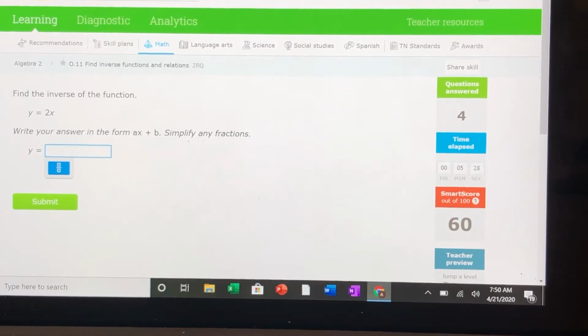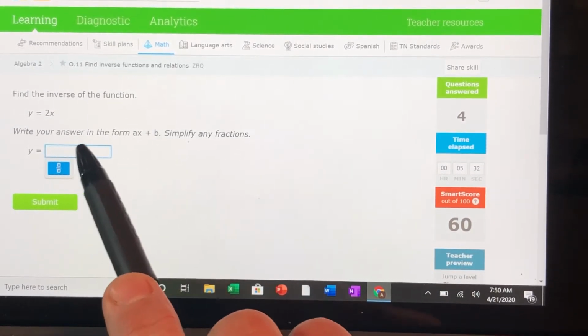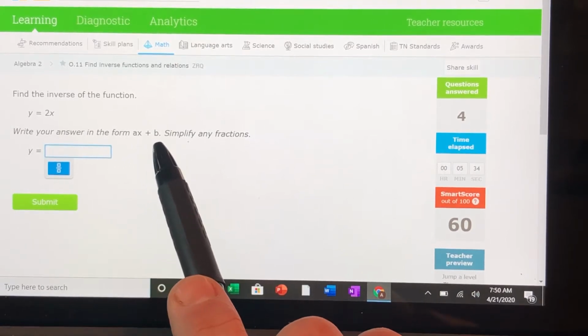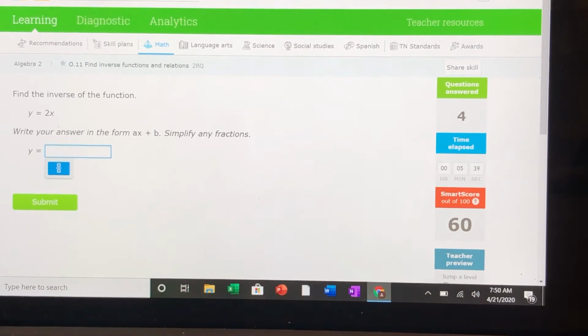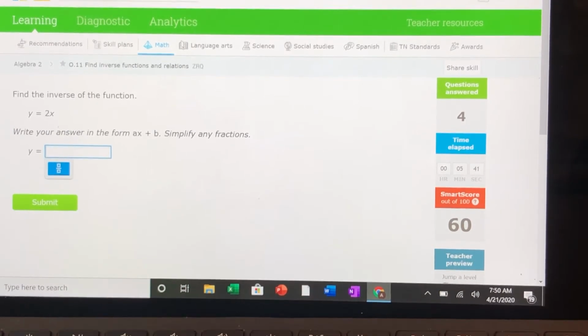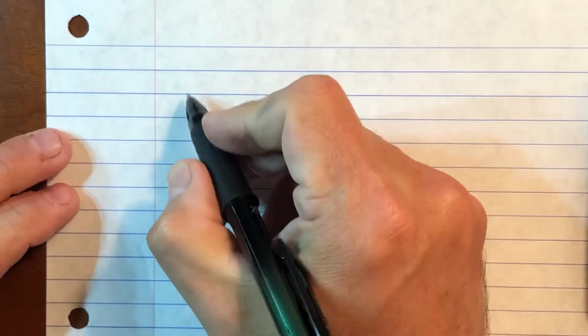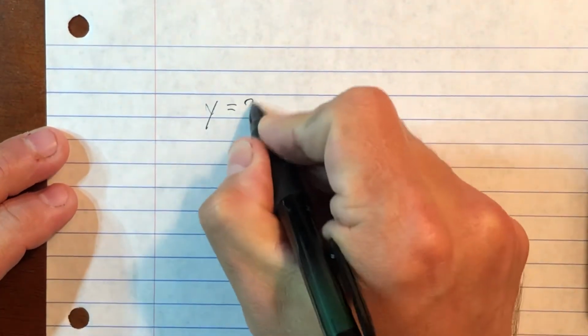All right, now they're asking us to do something different. Find the inverse of the function. It says, write your answer in the form ax plus b. Simplify any fractions. So y equals 2x. I'm going to write that down here. Y is equal to 2x.